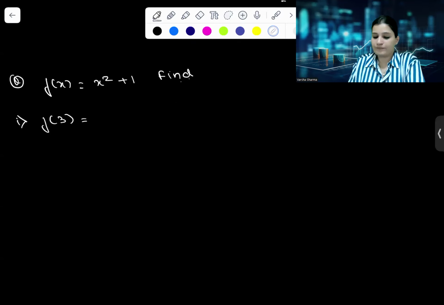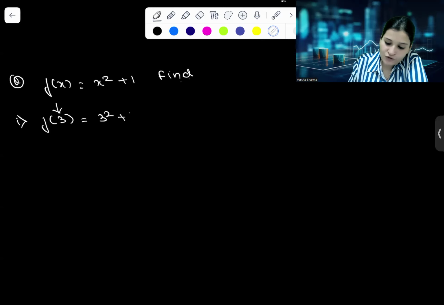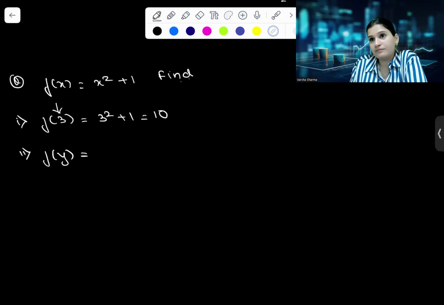Just whatever is written in the bracket, replace it instead of x. So it would be 3 square plus 1, that is 10. If I would have asked you f of y, instead of x, put y. So instead of x square plus 1, it will be y square plus 1. Yes or no?